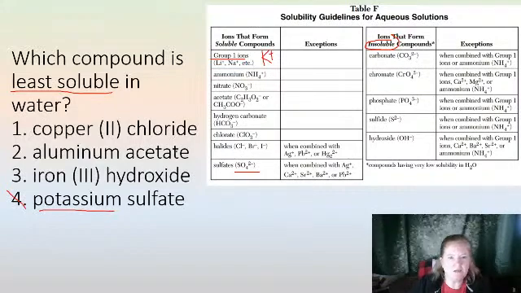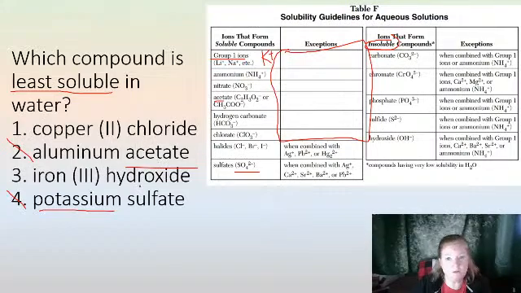Now let's look. Is there anything else that has no exceptions? Here's what I'm looking for. I want to find no exceptions. Look at this, acetate, right here, no exceptions. That's for sure soluble. So now I have 2 options left, either this one or this one. So let's just look at copper chloride. So that falls here for halides. Is one of the exceptions copper? Nope. So that means that stays soluble.